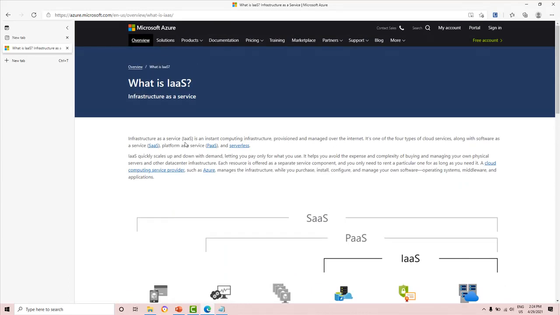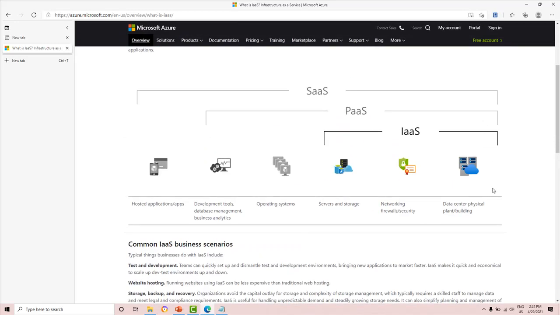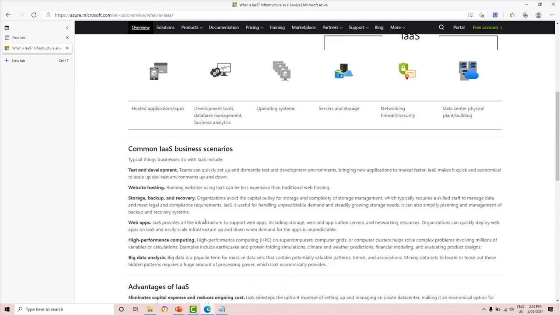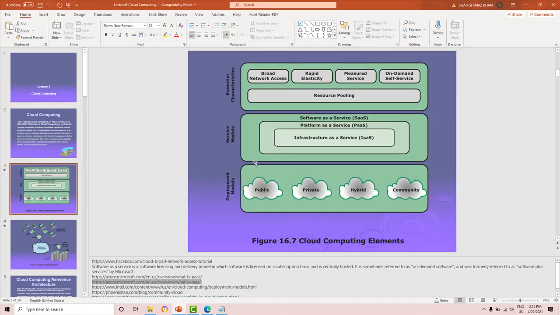So infrastructure as a service is an instant computing infrastructure provisioned and managed over the internet. It is one of the four types of cloud services along with software as a service, and platform as a service. So you can see the example of infrastructure as a service. So that's a basic foundation on which other services exist. That's all I want to tell about the different service models.